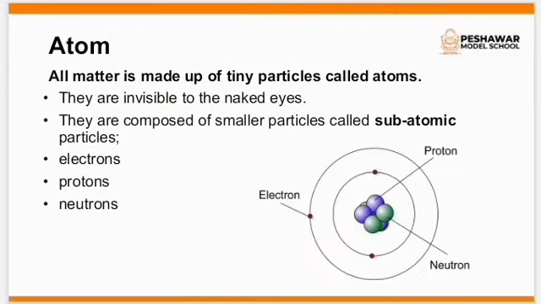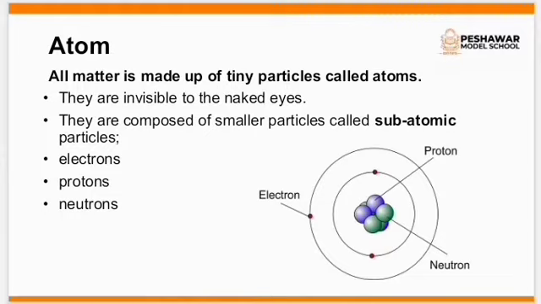Atom. All matter is made up of tiny particles called atoms. This is on your page 81. You can also underline it. All matter is made up of tiny particles called atoms. They are invisible to the naked eye. We are not able to see with our naked eye. They are composed of smaller particles called subatomic particles.